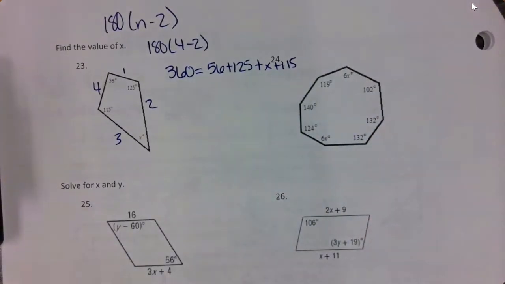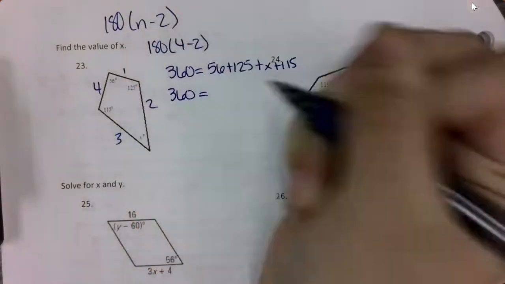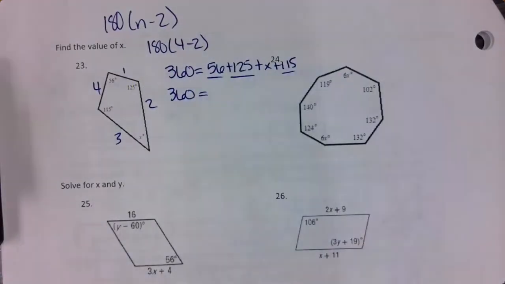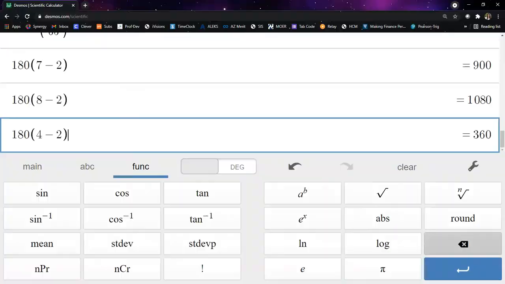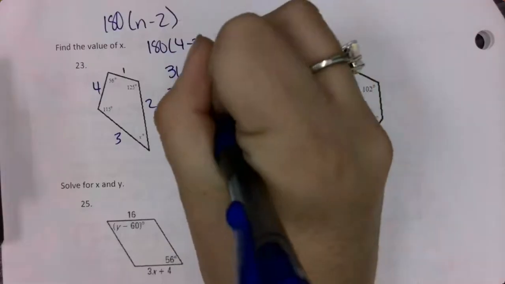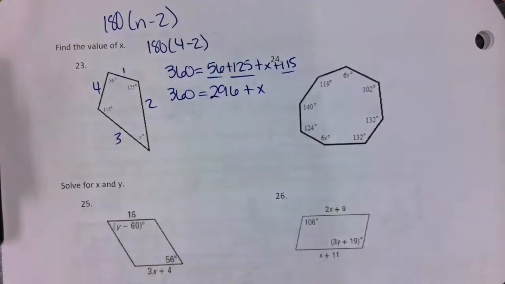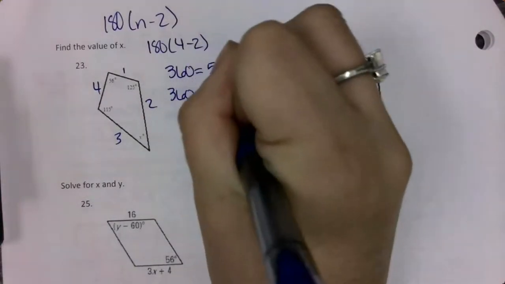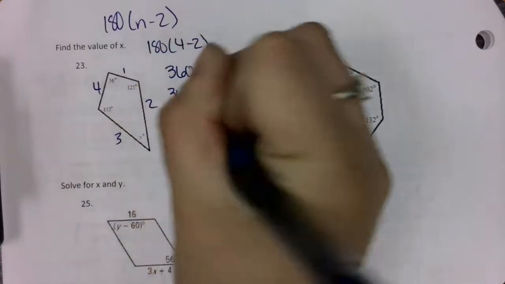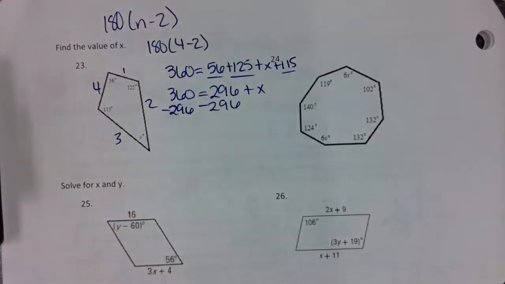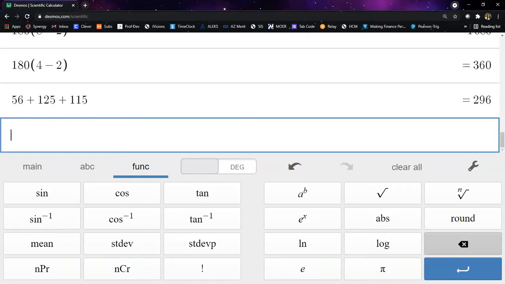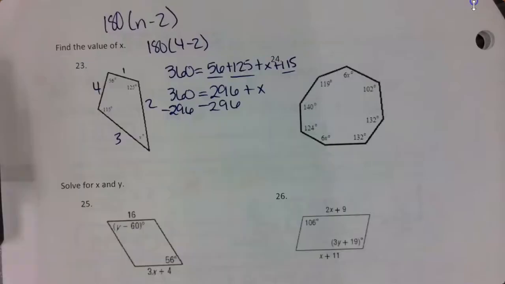I want to combine like terms. So I want to add those 3 numbers together, the 56, the 125, and the 115. Which gets me 296. Then I want to go ahead and subtract 296 from both sides. Which gets us 64 for our final answer.